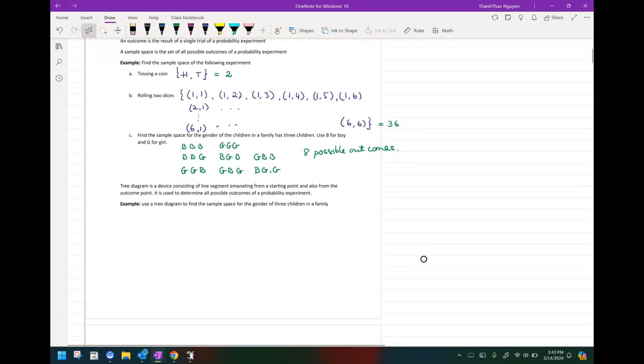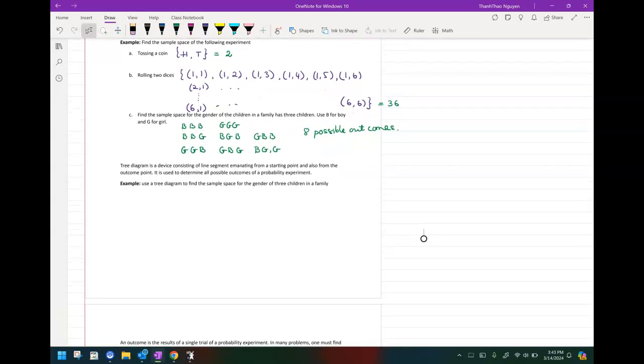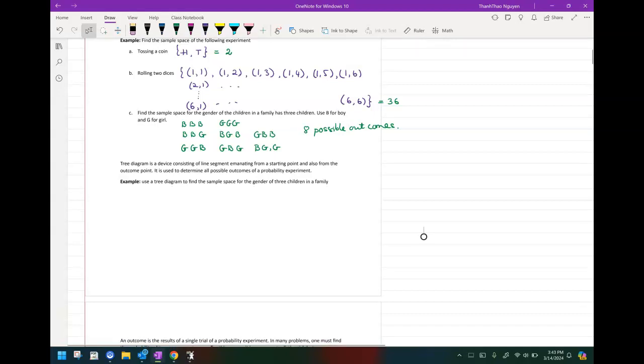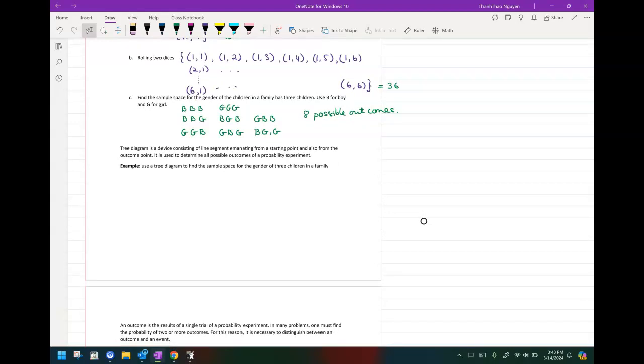The tree diagram is a device consisting of line segments emanating from a starting point, and also from the outcome points. It is used to determine all possible outcomes for a probability experiment. Use a tree diagram to find the sample space for the gender of 3 children in a family. So start here. Our first child can be a boy or a girl. The second child could be a boy or a girl. The third child can be a boy or a girl. Same idea.